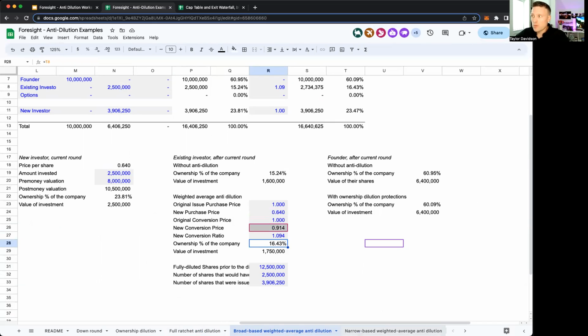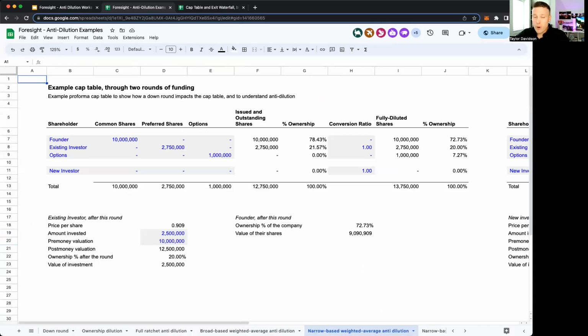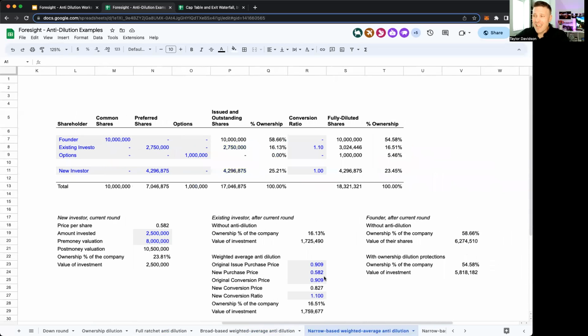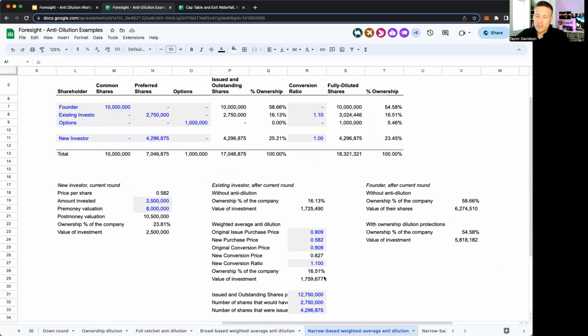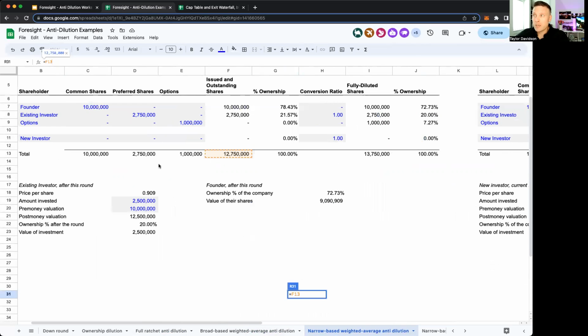The other scenario is the narrow base weighted average. In this case, everything's exactly the same, except instead of using fully diluted prior to the round, you're going to use just issued and outstanding prior to the round. I actually have two sheets in here to include options and show the difference between the two. But all the calculations are still exactly the same as explained. Just remember that you're not going to include the options in the total number of shares.